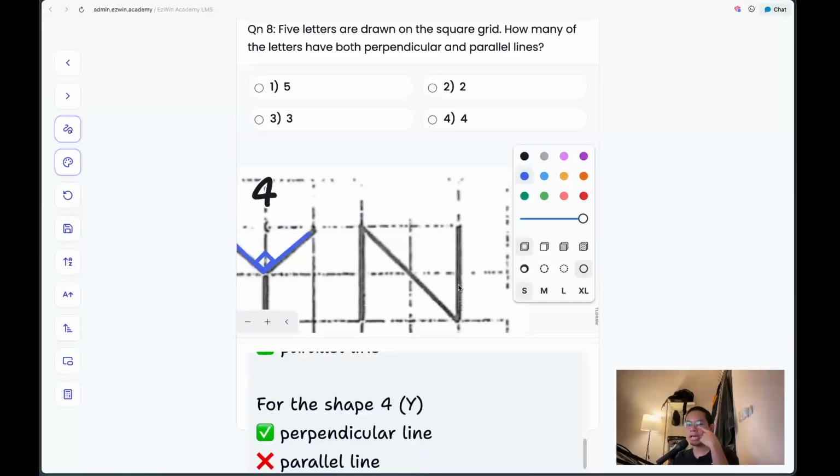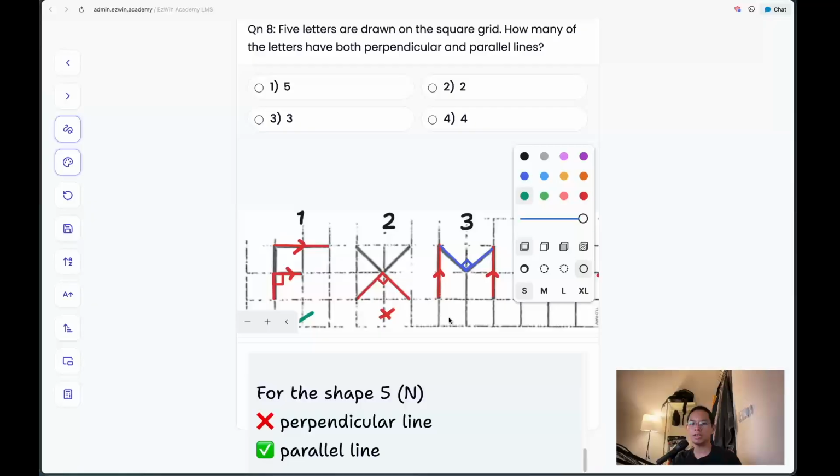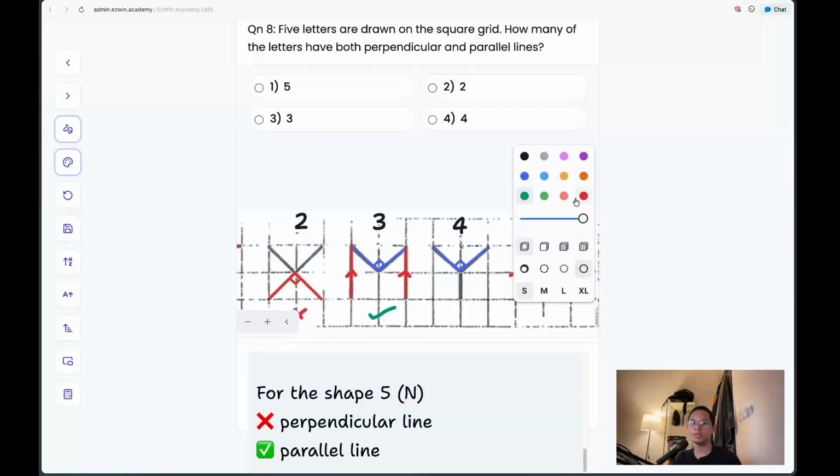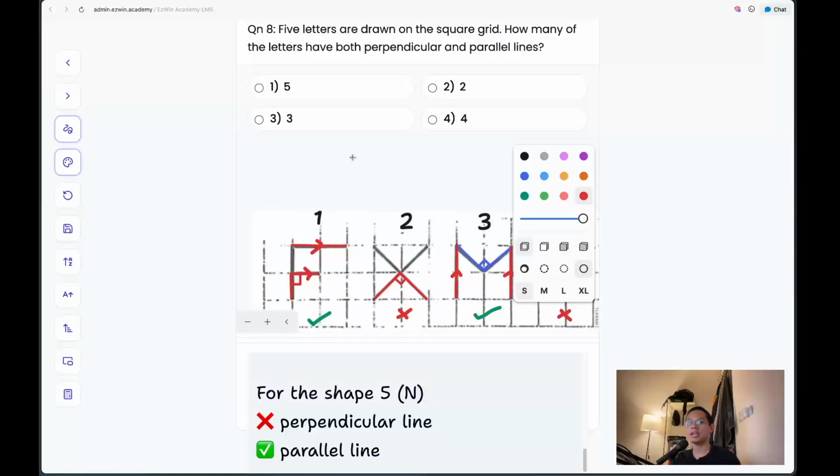Lastly, the N. For the N, which is shape number 5, do we see a parallel line? Yes, we do. The parallel line over here is this one. But do we see a perpendicular line? No, we don't. So for shape number 5, which is an N, the perpendicular line is not found, but the parallel line is found. If we were to zoom out and give our verdict, 1 and 3 have it, but the rest don't. So there are only 2 shapes that have both the perpendicular and parallel lines, which in this case is option number 2.